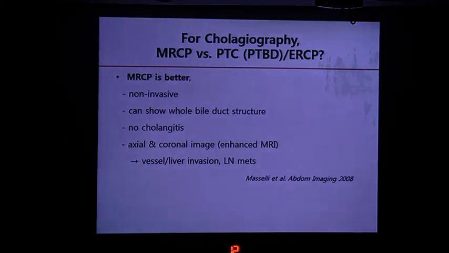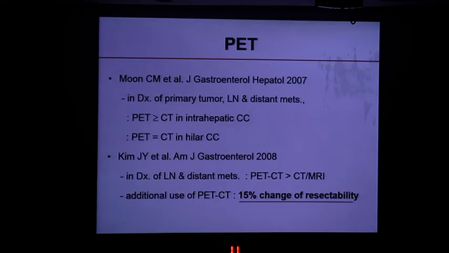It can show the whole bile duct structure and no cholangitis. And with the actual coronal image, you can assess the vessel, the liver invasion, or intramedullary. Anyway, you can get much information. So I think MRCP is the choice for cholangiography.